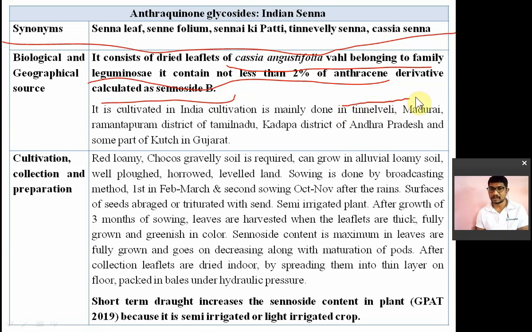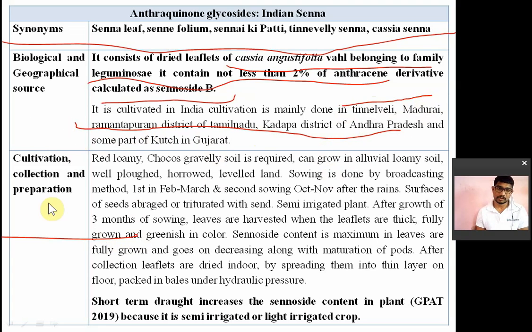Tinivali is a district. Madurai is also a district. Ramanathapuram district. So it is cultivated in the south, particularly in the Tinivali, Madurai, Ramanathapuram districts of Tamil Nadu, Kadapa district of Andhra Pradesh, and some part of Kutch in Gujarat. That is the geographical source.